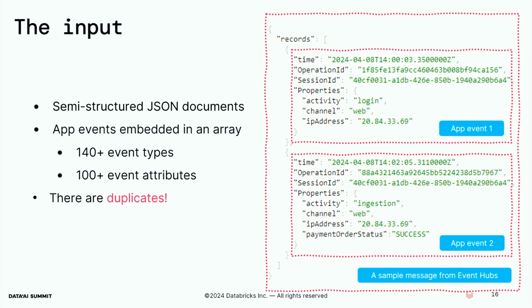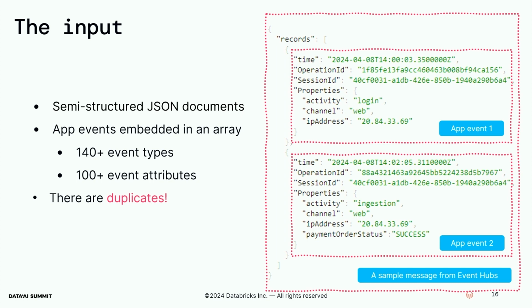So on the screen is a sample of the message from Event Hubs. As you can see, the messages are semi-structured, nested JSON documents. Each message contains an array of records. And the records represent more than 140 types of events from the Application Insights, with over 100 attributes in total.